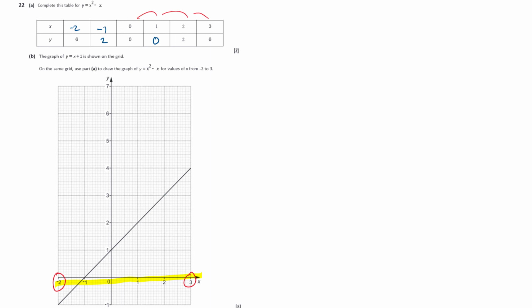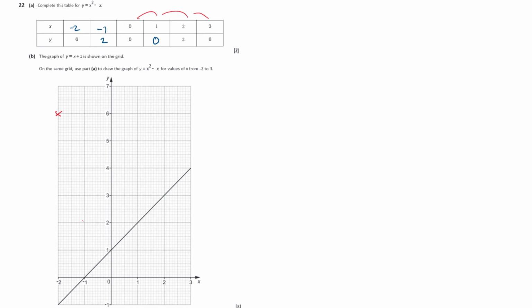It's already drawn. On the same grid, use part A to draw the graph of y is equal to x squared minus x for the values of x from -2 to 3. So basically, we just need to plot those points, don't we? Okay. So -2 goes with 6, so that's a point there.